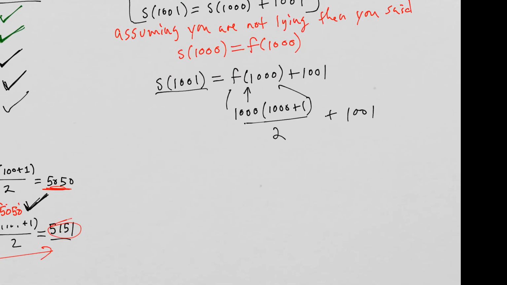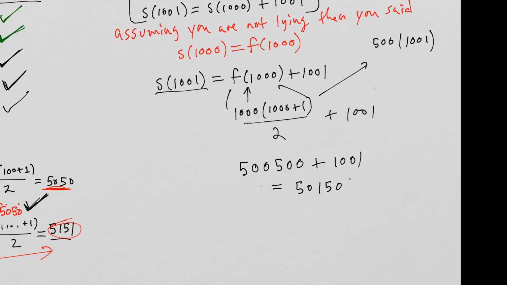This thing turns into 500. So let's do a little quick. I'm dividing the 2 through, so it's 1,001 over here, and so we get 500,500 plus 1,001, and that is equal to 501,501.